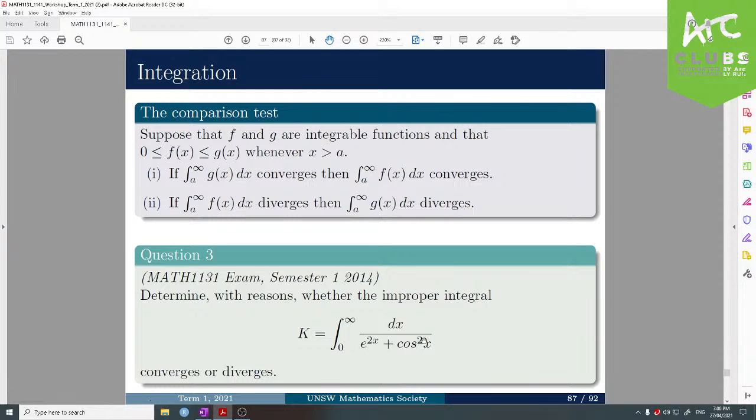Determine with reasons whether the improper integral K converges or diverges. Usually to do the comparison test, we have to find an appropriate f or g depending on whether you want to prove that it converges or diverges. In this case, we want to prove that this converges, so we want to be able to find an appropriate g to make this make sense.